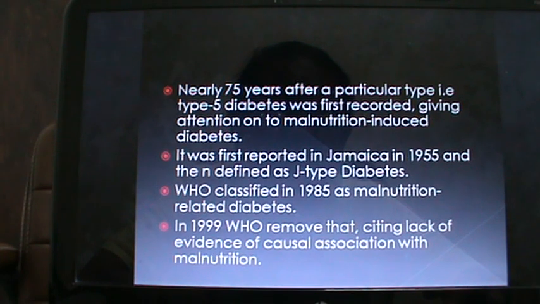Nearly 75 years after a particular type, type 5 diabetes, was first recorded, attention is being given to malnutrition-induced diabetes. It was first reported in Jamaica in 1955 and then defined as J type diabetes. WHO classified it in 1985 as malnutrition-related diabetes. In 1999, WHO removed that, citing lack of evidence of a causal association with malnutrition.